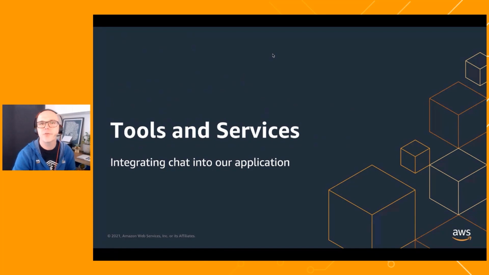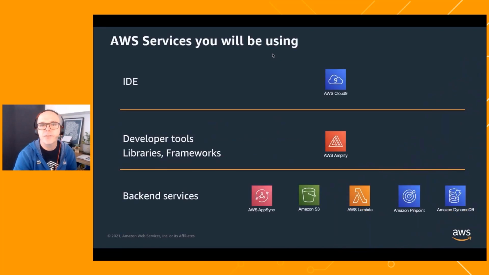So first, I'm going to go through the tools and services that I'm going to use today to build out this chat application. Now, first of all, you've already seen Cloud9, which is the IDE I'm going to use today. As well as Cloud9, I'm going to use primarily for my development libraries and frameworks AWS Amplify. We've used AWS Amplify in the previous sessions, and it's a set of tools and services that we can use to build out mobile and front-end applications, and we're using it again today.